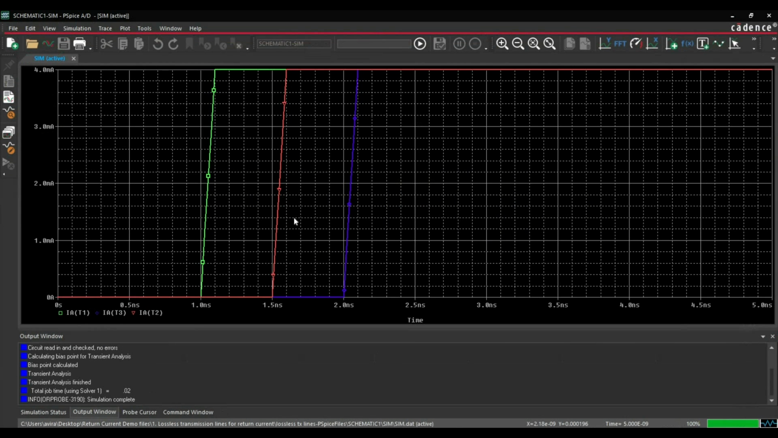Let's see the results. As you can see, green one is transmission line 1, and on that it is going to 4 milliamps, and after 0.5 nanosecond we'll see the current waveform of the second transmission line, and after that the return current of the third transmission line, which is again after 0.5 nanosecond.